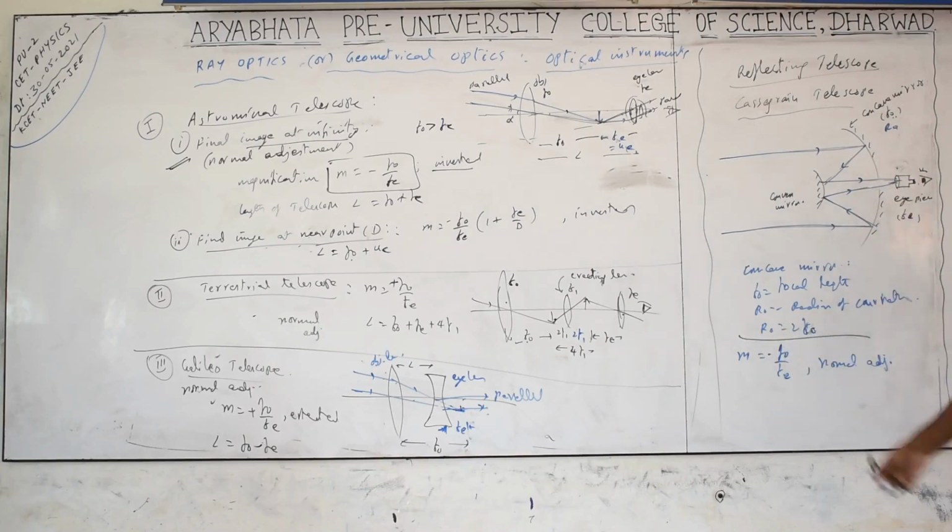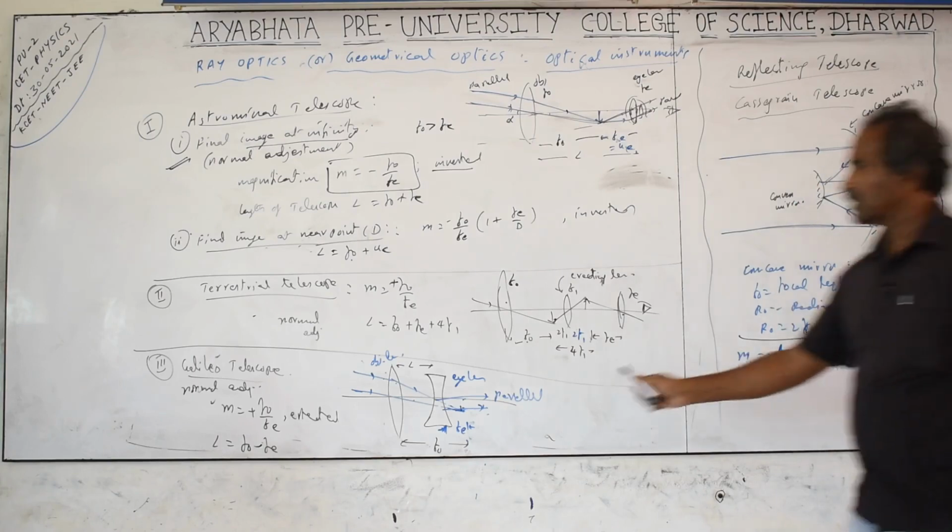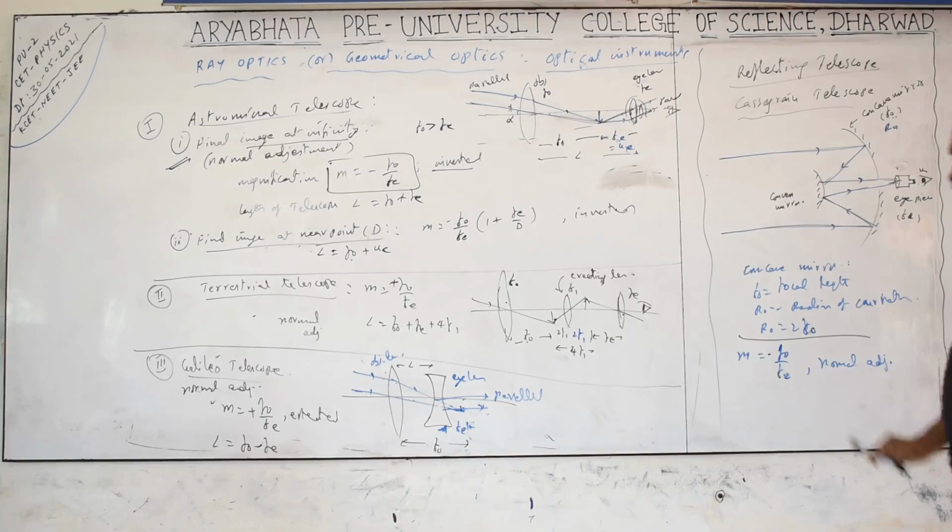The magnification formula for normal adjustment is the same as that of the telescope you have studied, that is Fo by Fe only. In all telescopes for normal adjustment it is Fo by Fe. Only for the Galileo telescope you will get the plus, and for other cases you will get the minus, meaning you will see inverted images. But this is called a Cassegrain telescope, named after the scientist who made it. Newton also made a telescope, of course.